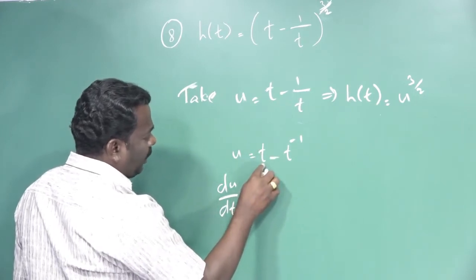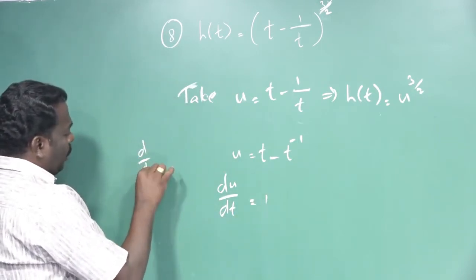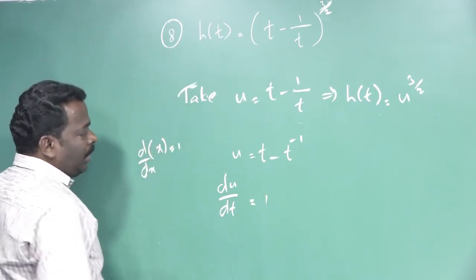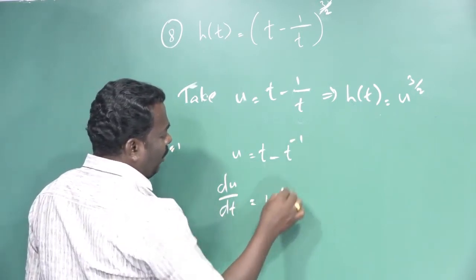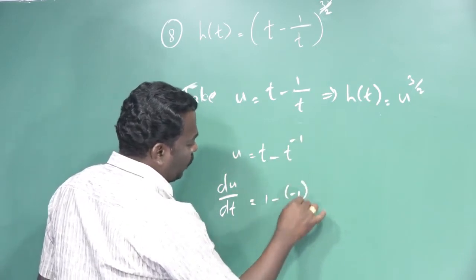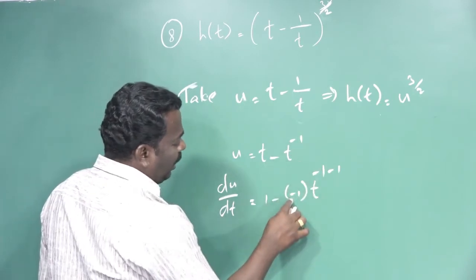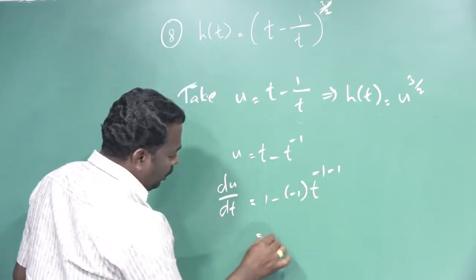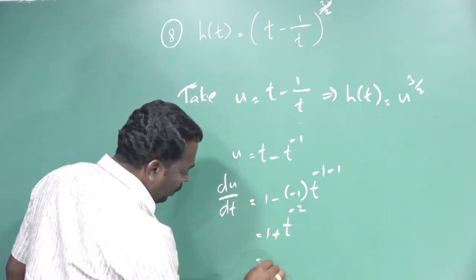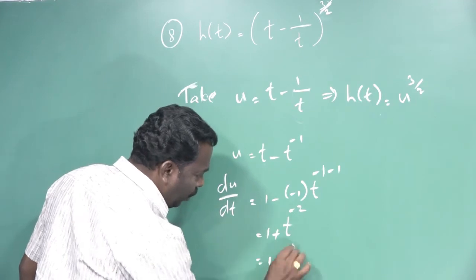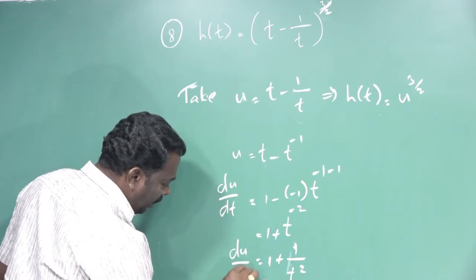the differentiation of t with respect to t is 1. Differentiation with respect to x as x is 1. Minus, applying the x power n formula, n equal to minus 1, minus 1 into t power minus 1 minus 1, using n into x power n minus 1. That is equal to 1 plus t power minus 2, that is 1 plus 1 by t squared. That is the du by dt derivative.